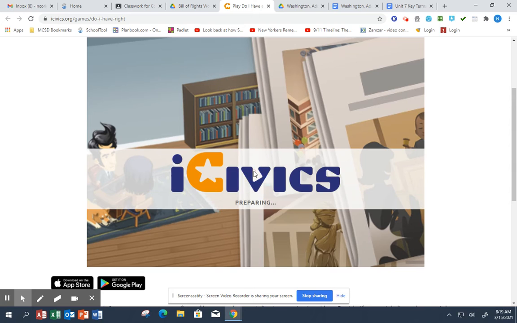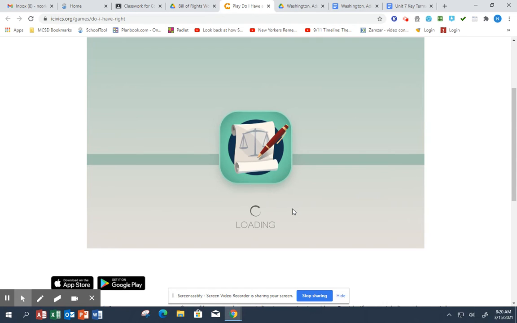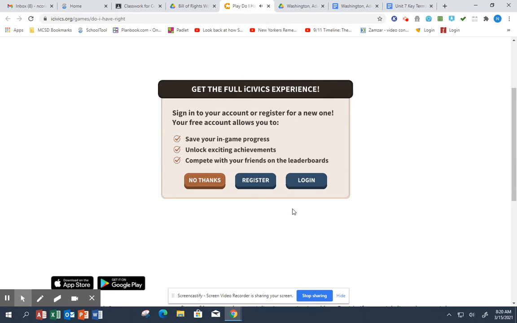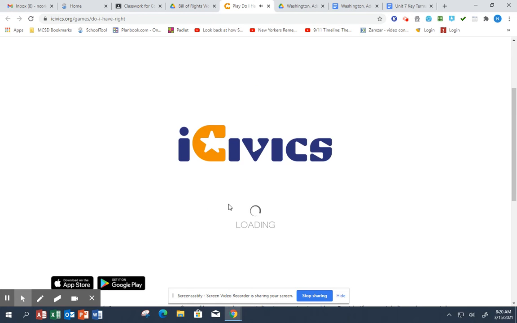Now, when you play it, my computer might run a little slow, so just bear with me for a minute. But just so you know, first of all, when you get to this screen where it says get the full iCivics experience, you do not have to register. You can just click no thanks, and that'll bypass that screen.